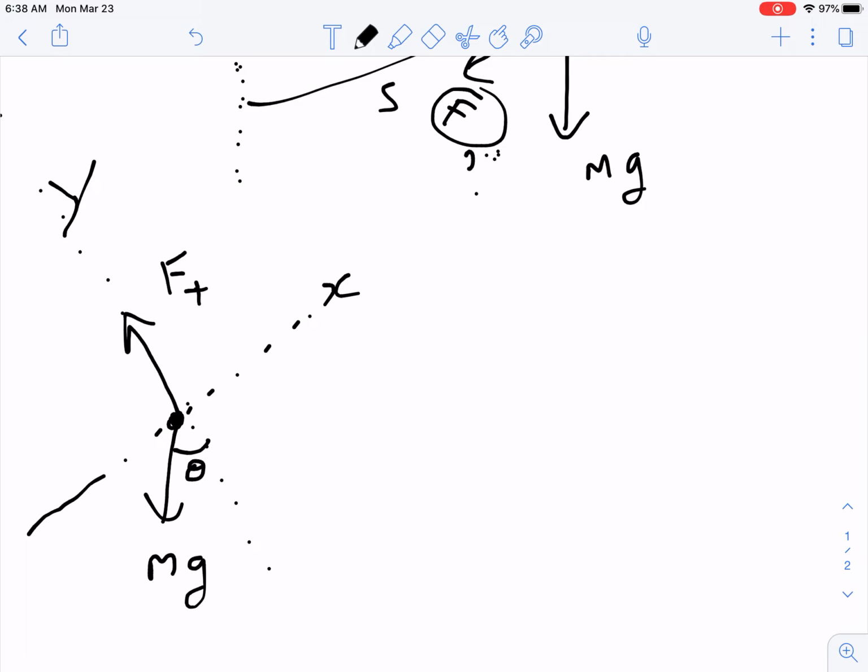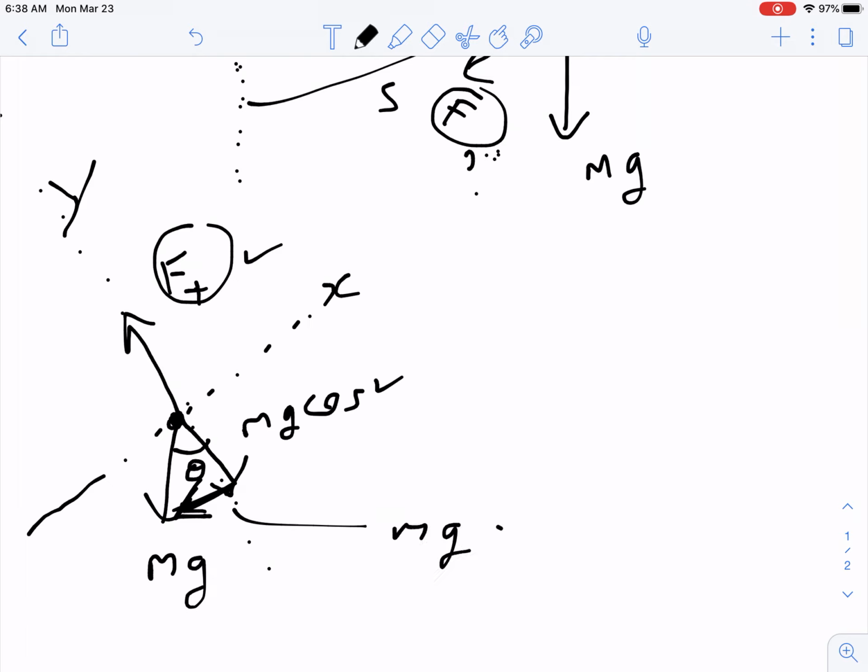So what do we have? Well, the tension force will cancel out with the gravitational component on the y-axis, which is adjacent to my angle, so mg cosine theta. So that one and that one will cancel out. That leaves just my x component of gravity, which would be opposite the angle, so mg sine theta. Okay?